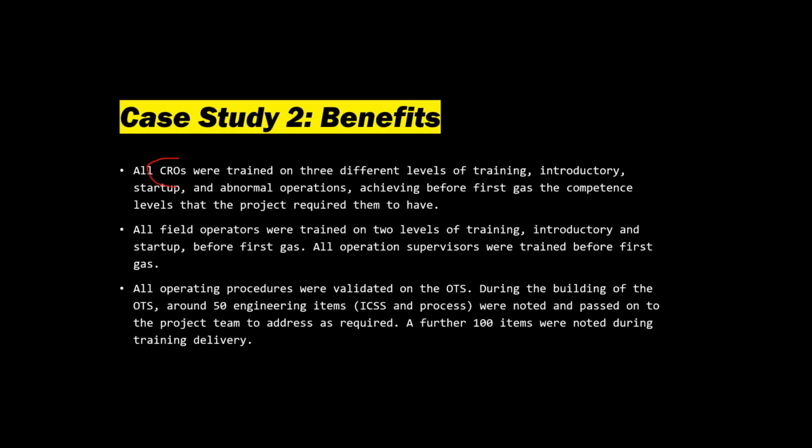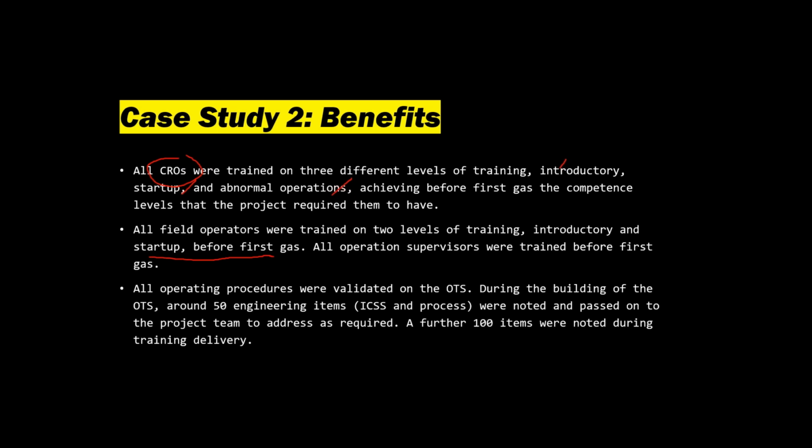All the control room officers, CROs, were trained on three different levels. Similarly, introductory, startup, and also abnormal operation. And this is achieved before the first gas. So all the competence levels are already there. All field operators were trained using two levels, introductory and startup, before the first gas. All the operation supervisors were trained before the first gas.